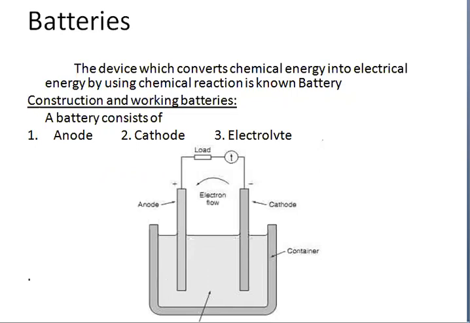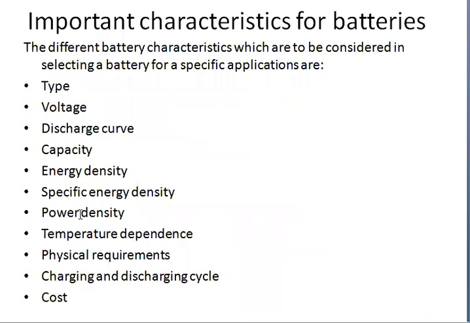And coming to the next one, that is characteristics of batteries. That means there are different characteristics of batteries. Those are type, voltage, discharge curve, capacity, energy density, specific energy density, power density, temperature dependence, physical requirements, charging and discharging cycle, and cost. So the first one is type. The types of batteries are primary and secondary batteries.